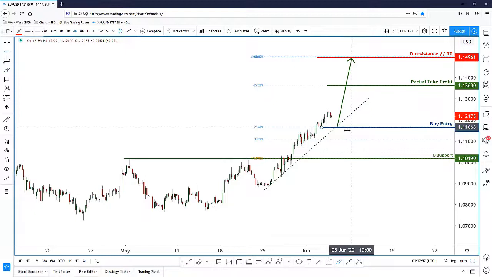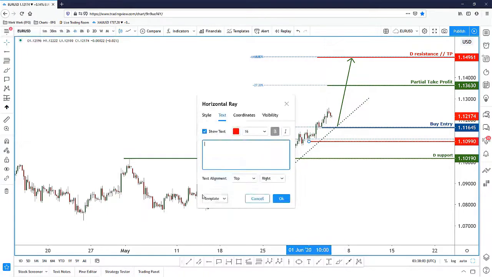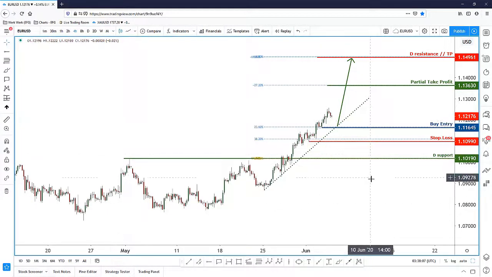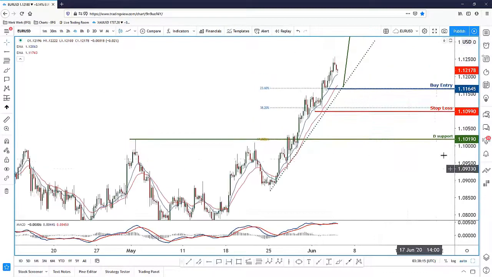Now, the next question is, where should I put my stop loss? I will put my stop loss slightly below the 38.2, somewhere over here, at the 1.1099 level.